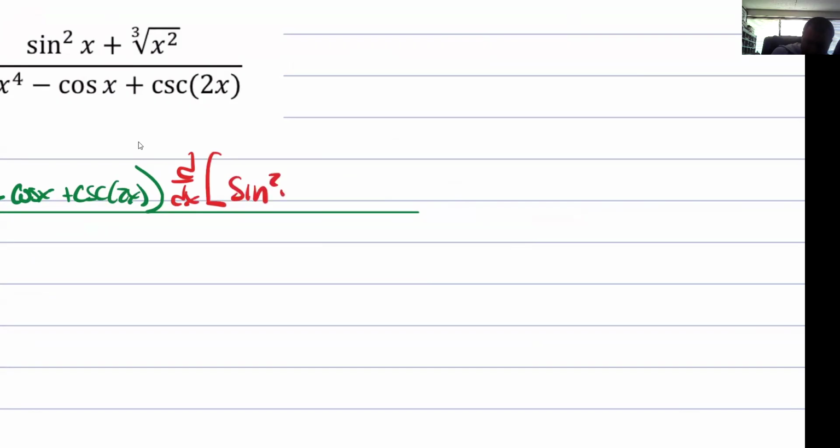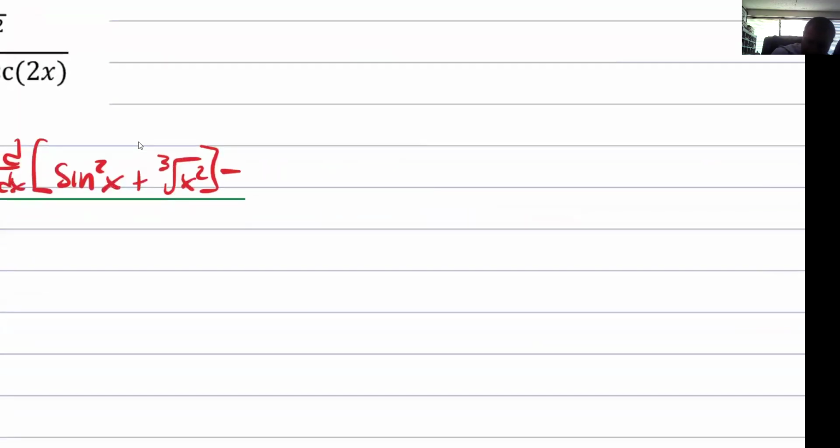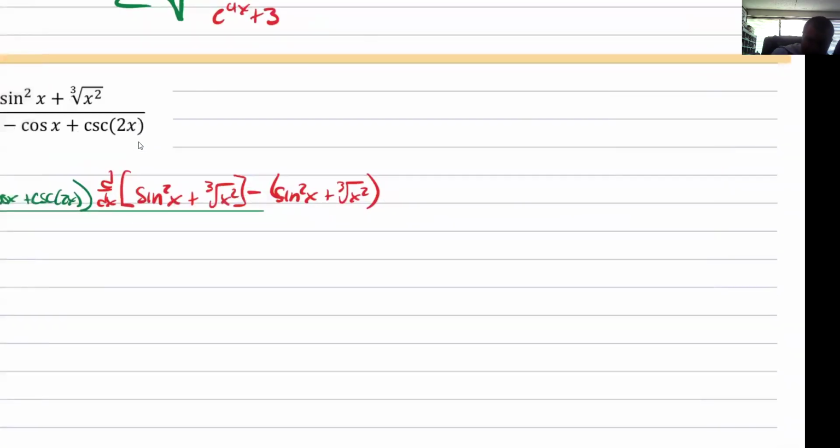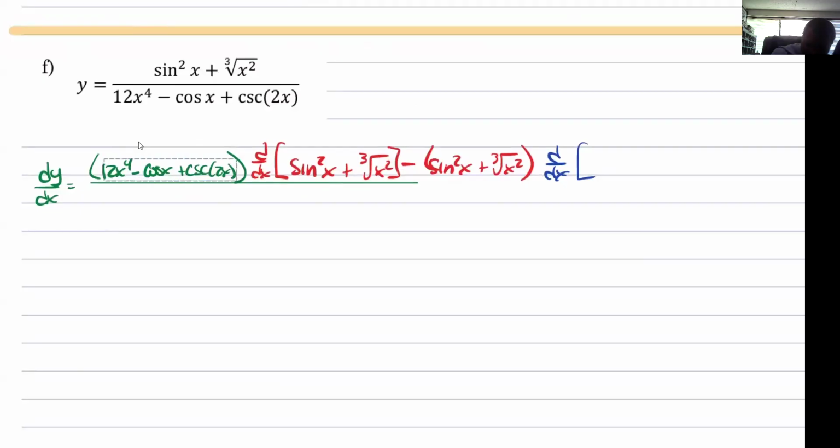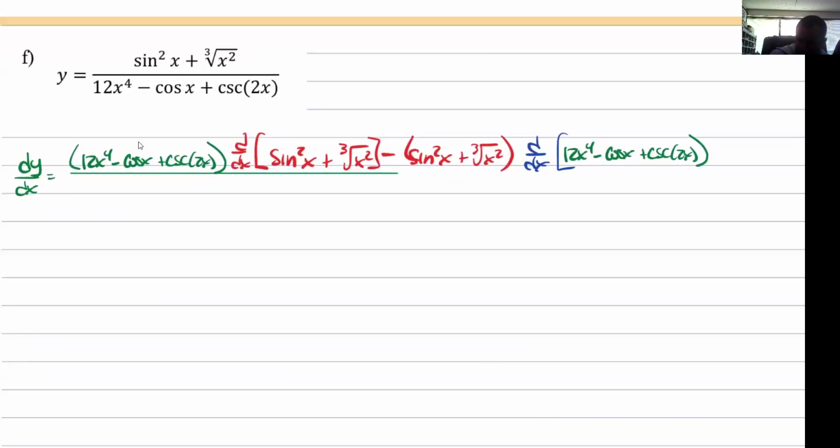So I got a sine squared of x plus the cube root of x squared minus the sine squared of x plus cube root of x squared. That's a whole quantity, so we want to make sure we put it in parentheses, and then the derivative of our bottom function, which was this thing here. And then we're going to have that thing there in the denominator as well. So now you can kind of see why I threw this on its own page. A lot of terms, right? Boom, denominator squared. Let's make that division bar bigger. Let's throw a bracket on that.